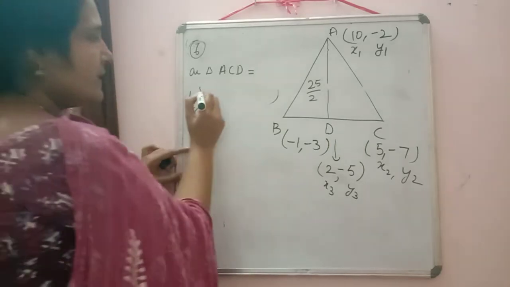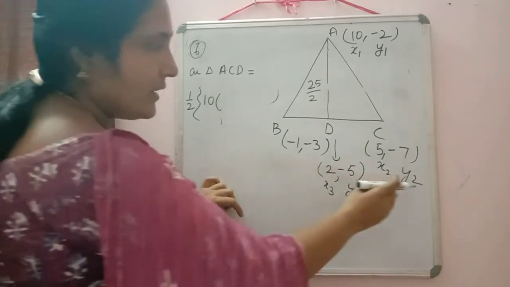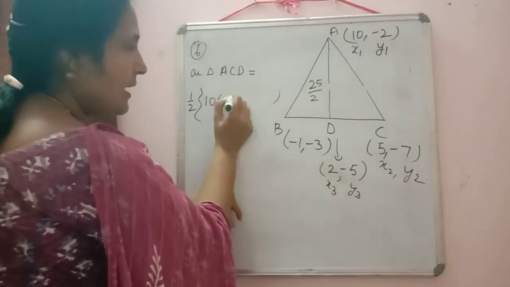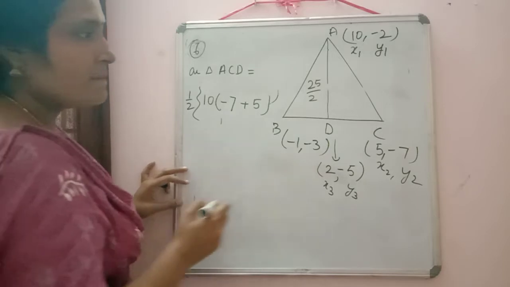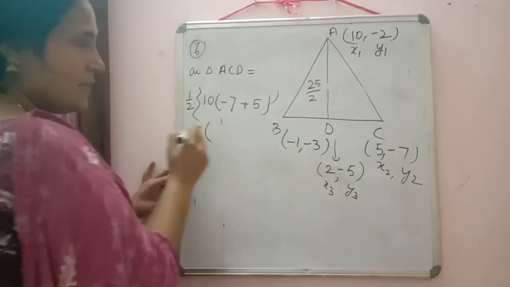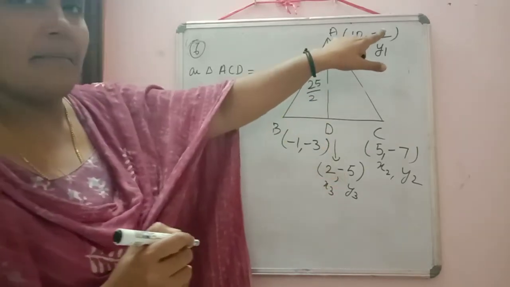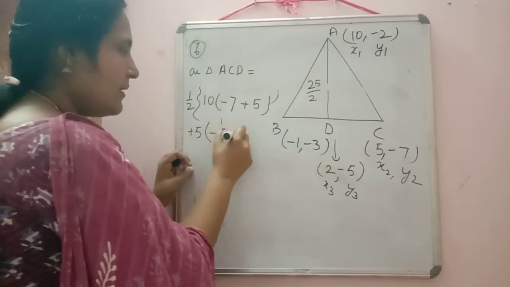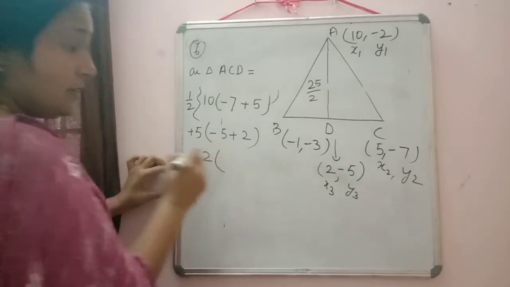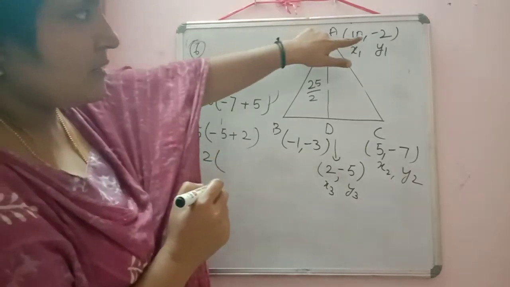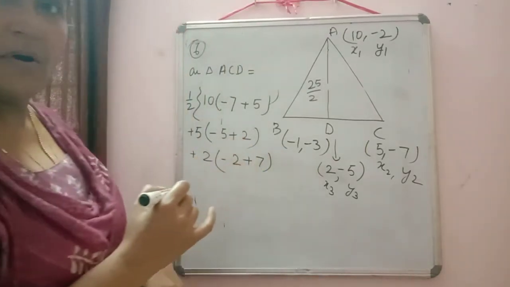So again, x1, that is 10, into y2 minus y3. y2 is minus 7, minus plus, so minus 7 plus 5. Then plus x2. x2 is 5 into y3 minus y1: minus 5 minus minus 2, so minus 5 plus 2. Plus x3. x3 is 2 into y1 minus y2: minus 2 minus minus 7, so that will be equal to minus 2 plus 7.